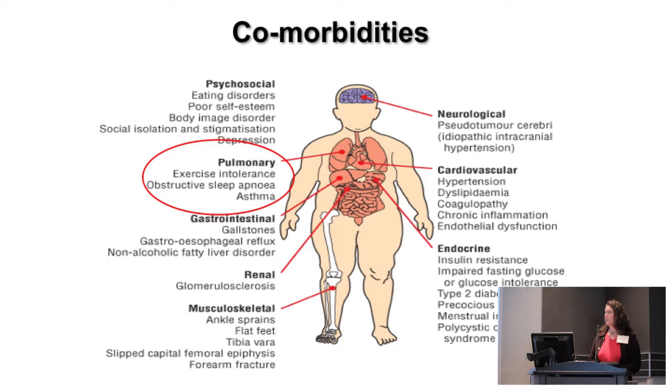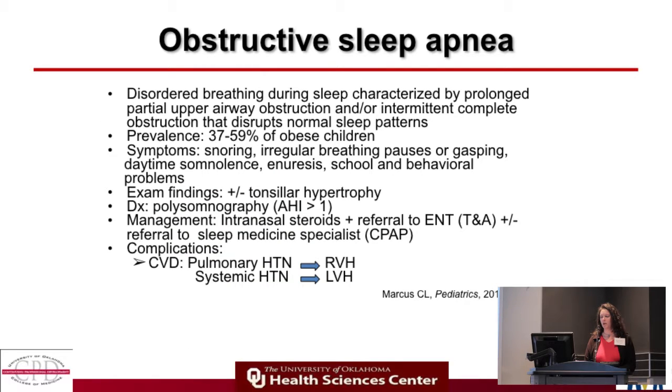So moving to the pulmonary system, obstructive sleep apnea. So this is disordered breathing characterized by prolonged partial upper airway obstruction, and that disrupts normal sleep patterns. So it's disruptive sleep. It's associated with obesity. I would say, so we actually just looked this up because we're starting a weight management clinic in rural Oklahoma that doesn't have any subspecialists nearby. And so we're working with them.